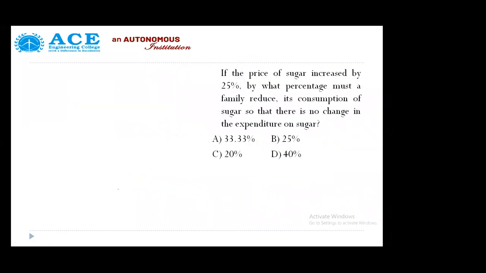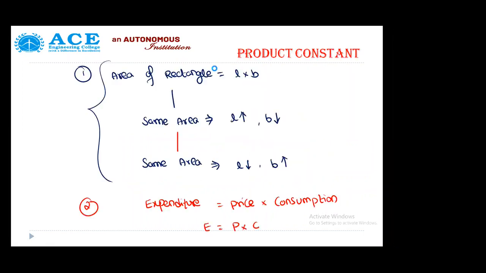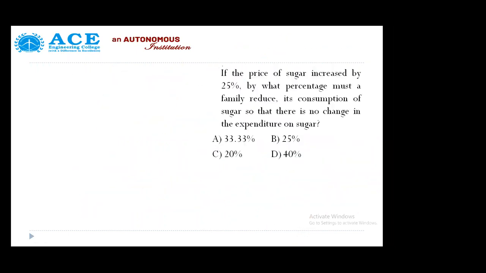First one. I think we are already done with 20. We'll continue the same for 25. Let's see this 26. If the price of sugar is increased by 25%, by what percentage must a family reduce its consumption of sugar so that there is no change in expenditure? See guys, price increased. Listen, I'll give two methods. Expenditure is price into consumption. In fact, three methods.